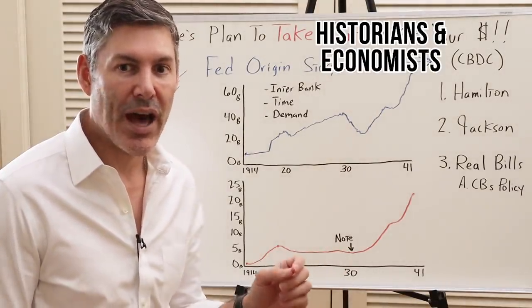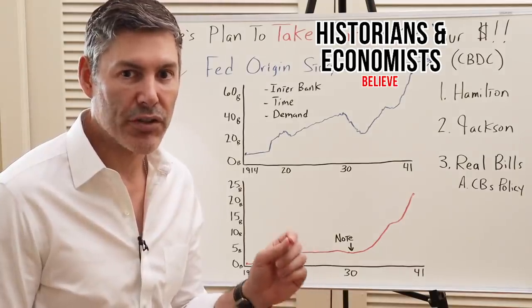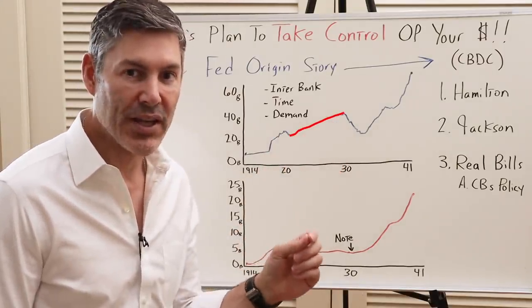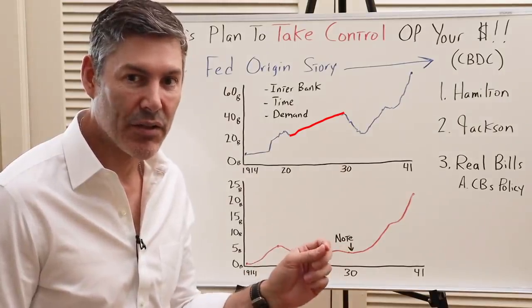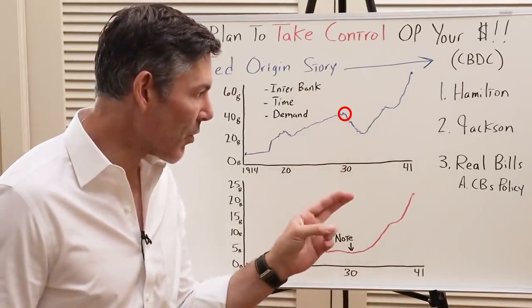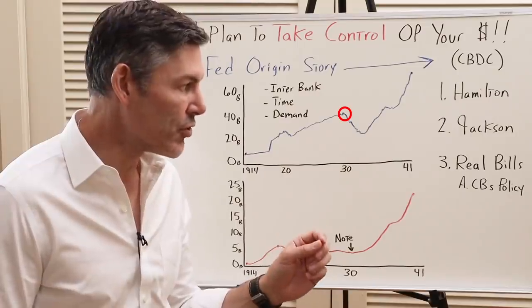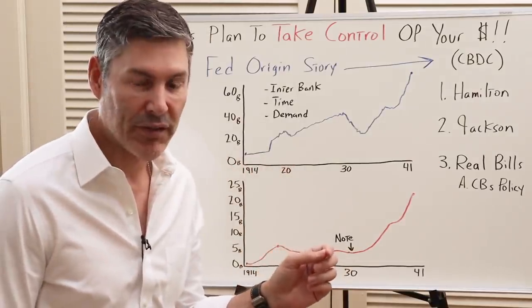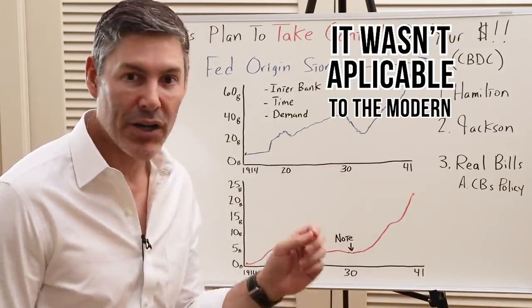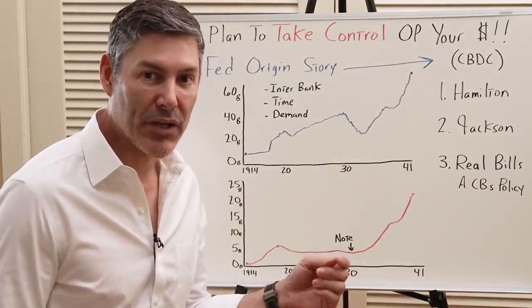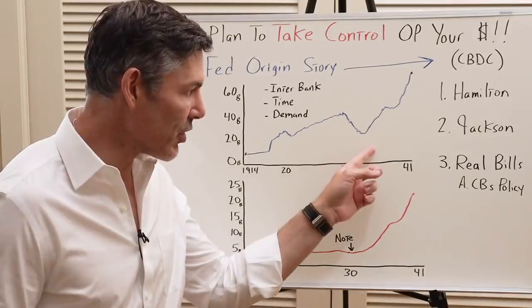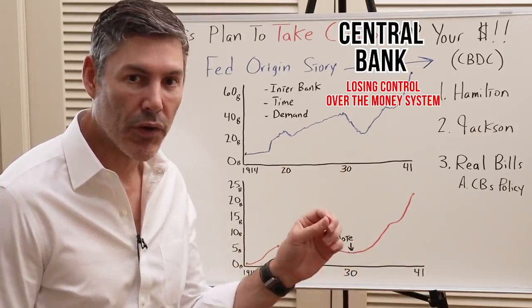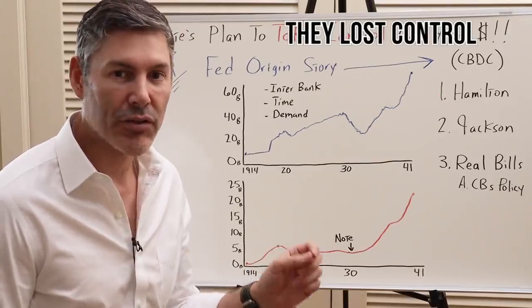Next is today's historians and a lot of economists believe that the Fed really lost control of the monetary system during the 1920s. The commercial banking system really took over, and they didn't understand the extent to which the economy was tied to the commercial banking system. Therefore, when we had the start of the Great Depression, the Fed made some policy errors due to this real bills doctrine belief system, which was applicable maybe prior to the 1920s, but in their minds, it wasn't applicable to the modern day economy. They believe this exacerbated the Great Depression and the deflation we saw during the 1930s. And it was all a result of the central bank losing control over the money system. In other words, they lost control over the dollar.